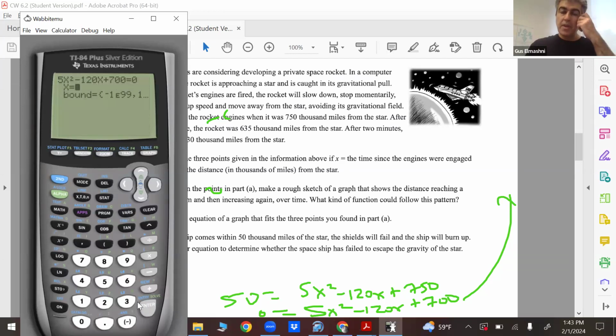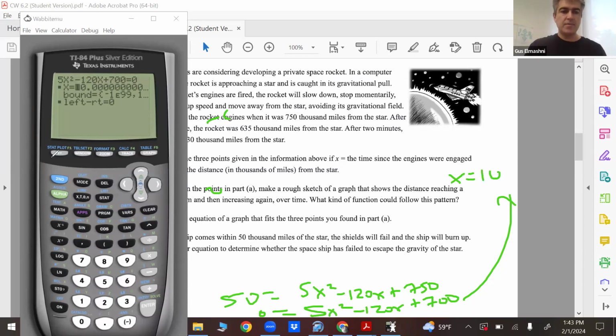It's kind of dumb: when you hit enter, it asks you to give a guess. Hit alpha, enter, and it will actually solve for you. So it gives you 10 as an answer. There'll actually be another answer also.